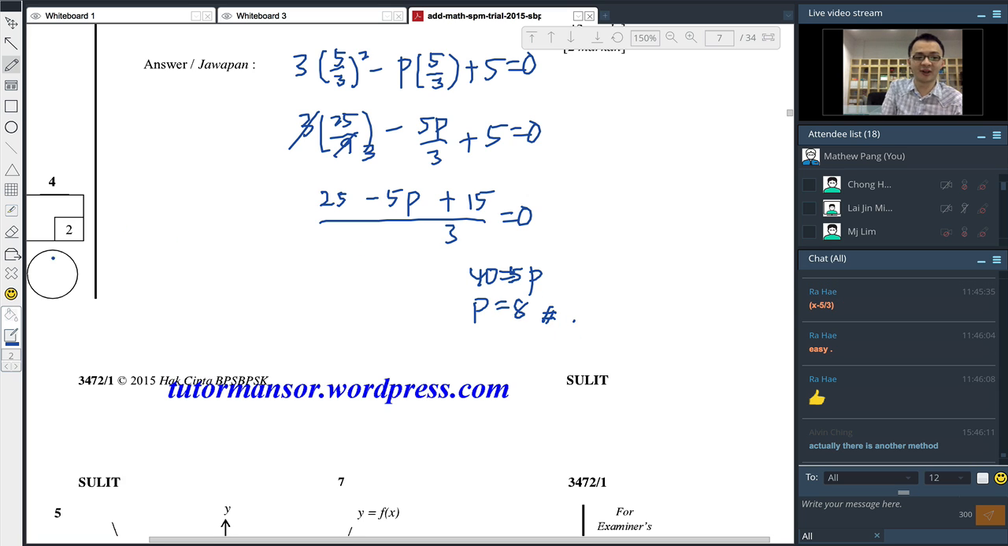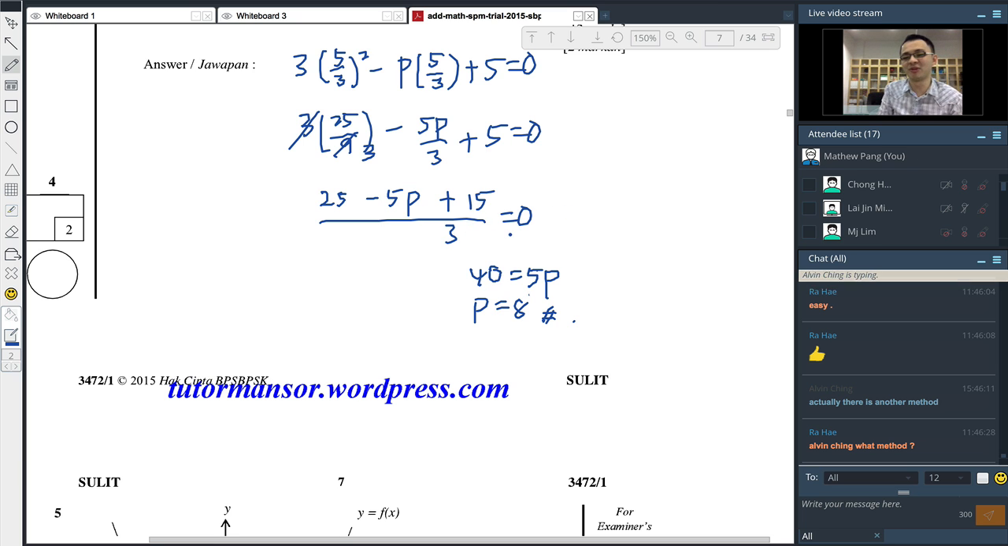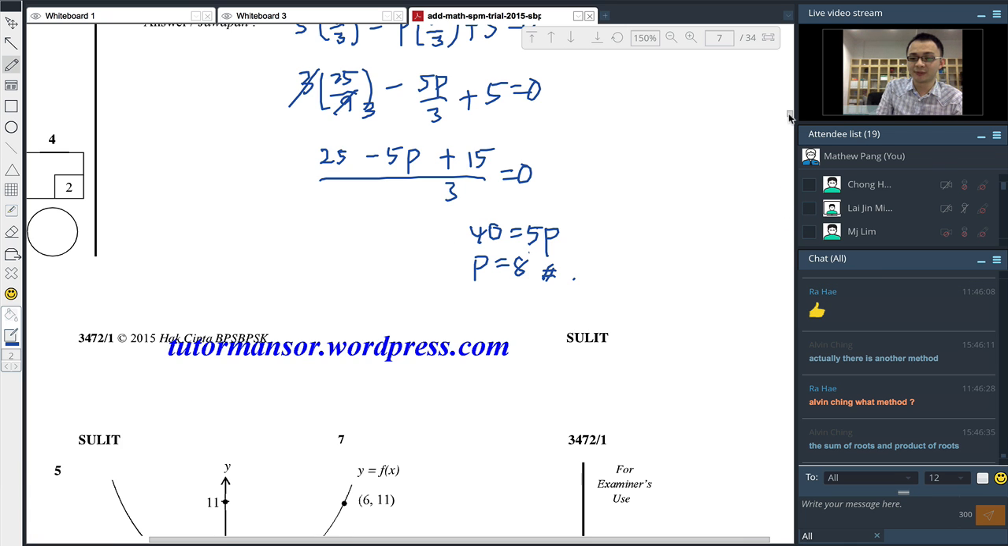Alright, it's very simple, but my writing is terrible. So let me write again. 40 equals 5p, so p equals 8. And a lot of students will ask me, where does the 3 go? The 3 you move to the other side, 0 multiplied by 3 is gone. Alright. Yes, very easy question.